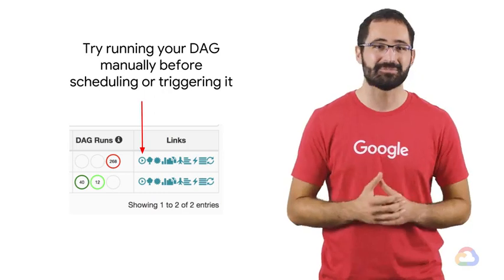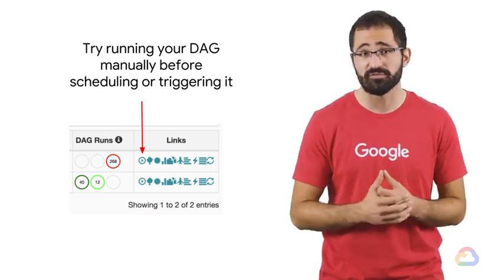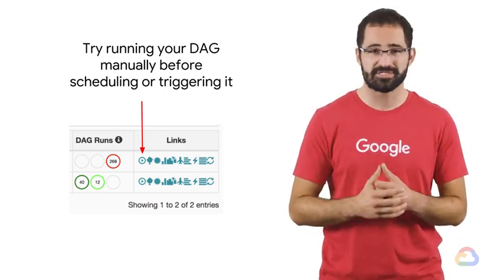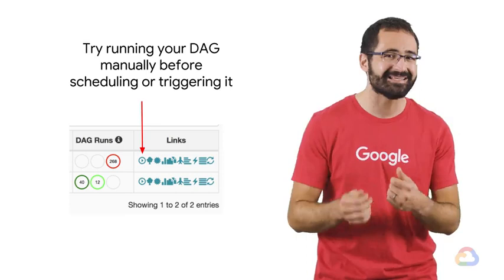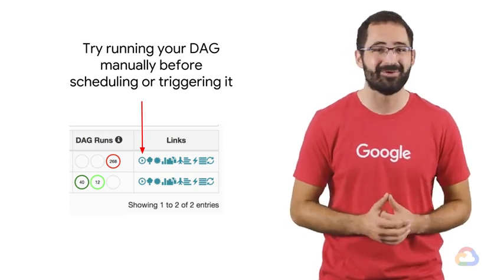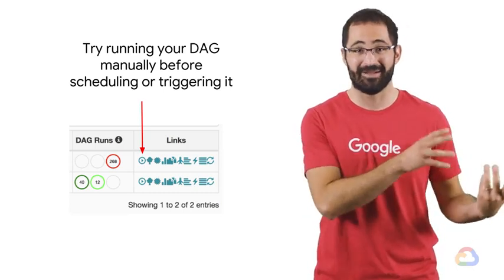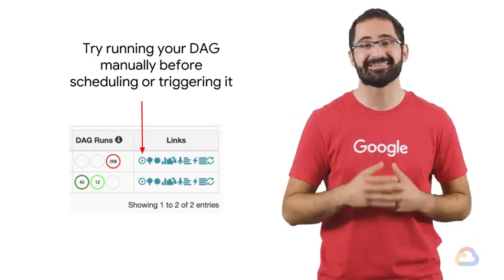One of the essential steps I recommend is pretty simple. Before really scheduling or triggering your workflow, try running it manually yourself first and ensuring that you can get it to complete successfully before tying it to a more aggressive or automated schedule. There's nothing worse than waking up to a new workflow that ran for the past 8 hours and failed each time and spammed your team with an email each time it failed.